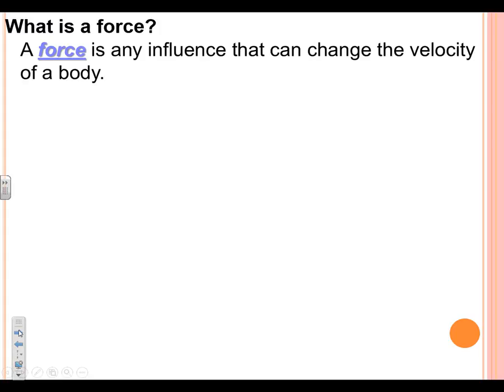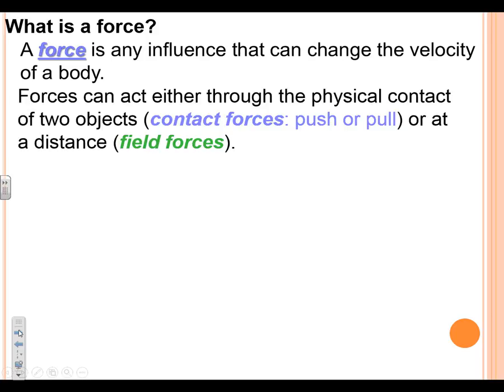All right, so what is a force? We basically have to break that down first. A force is any influence that can change the velocity of a body. Remember, velocity is the speed and direction, so a force can either change the speed or change the direction, because velocity is both of those.